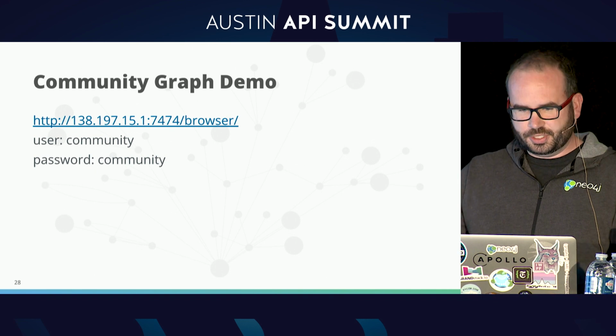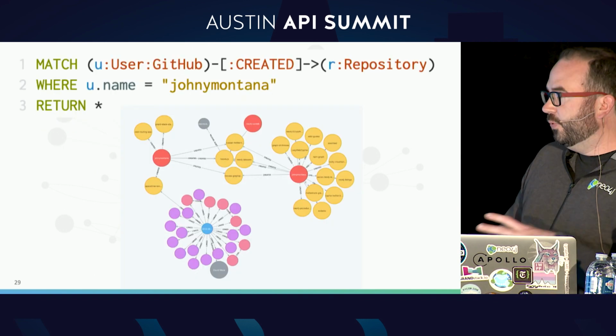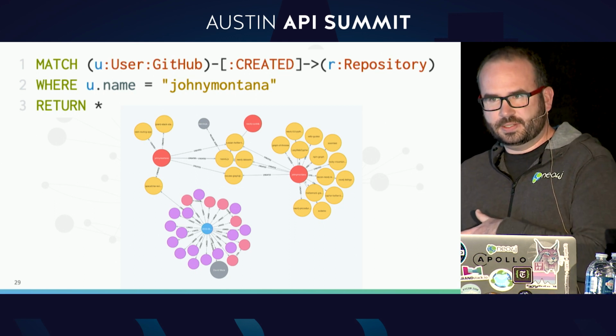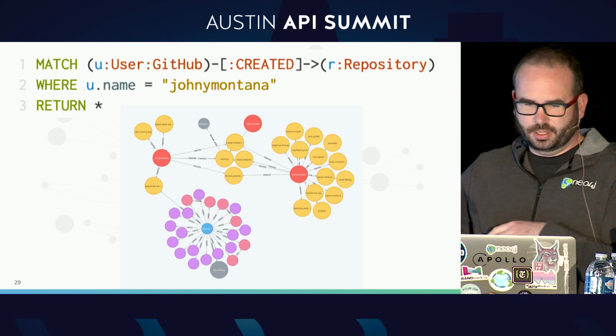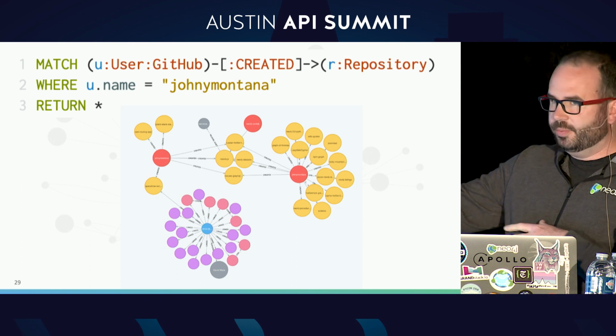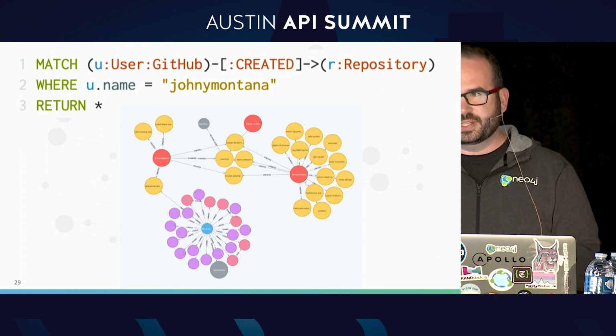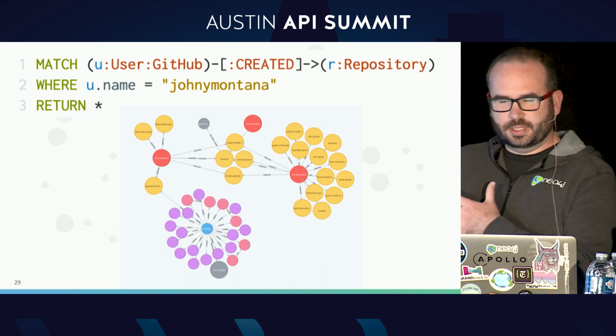And we have a public version of this that anyone can query. It's kind of interesting. If we were querying it directly in the database, it would look something like this. So find a GitHub user that created a repository. Here we're looking at some of my Neo4j related repositories that Community Graph picked up on. So if we're querying the database, it looks something like that.